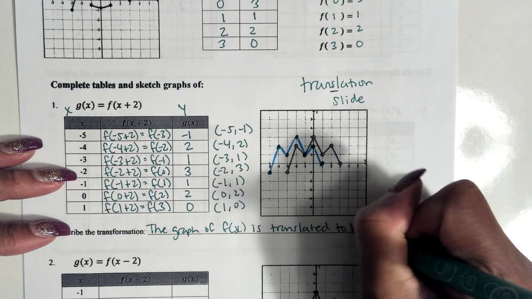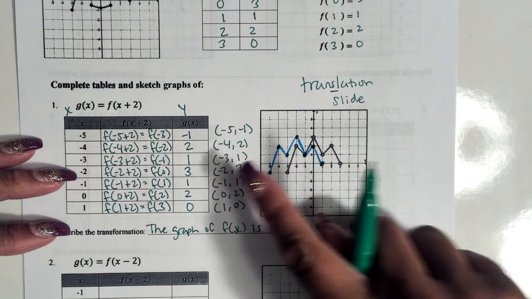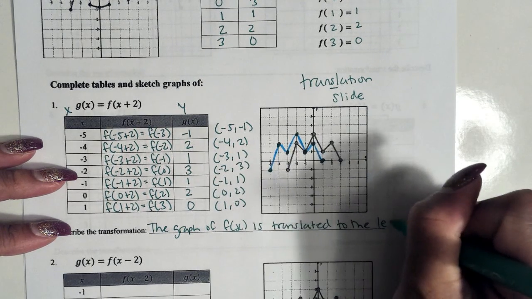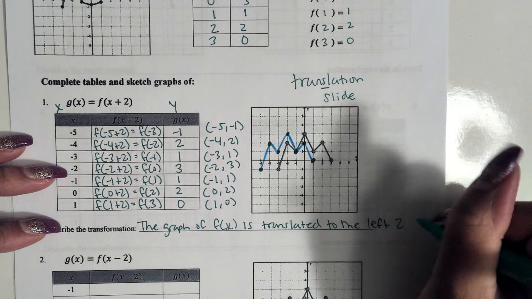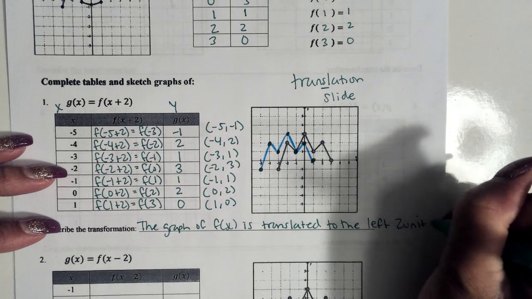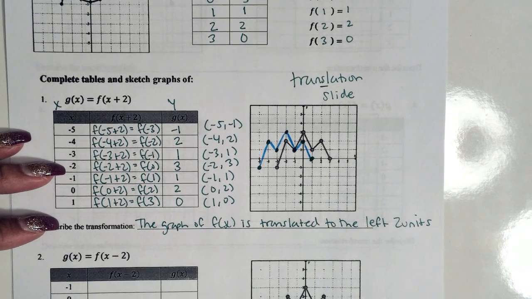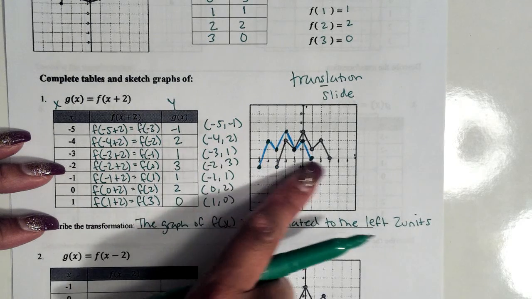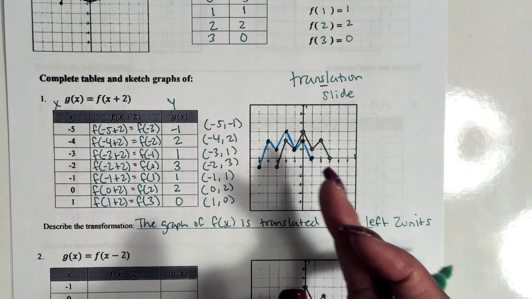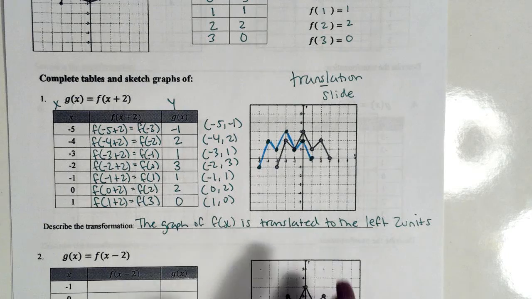to the left. So translated over to the left 2 units. Okay, so translate over to the left 2 units. Notice how if you went +2, you go to the right, but you went to negative, so you read the opposite, so you went to the left 2 units.